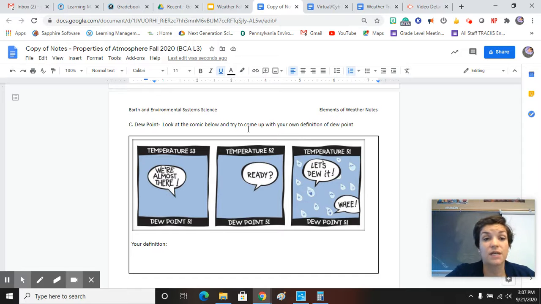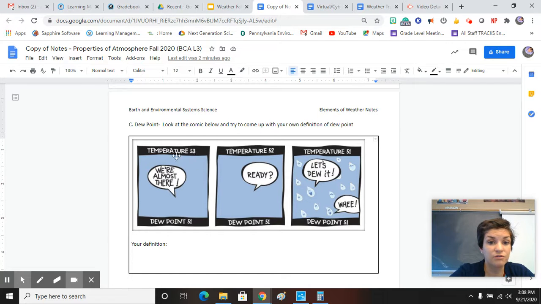Now, dew point is another way we can talk about humidity. Dew point we also talked about in our lab yesterday, where it's the temperature you have to cool the air to get a cloud. So look at the comment below and try to come up with your own definition of dew point. In the actual class, we will stop and take some time and you guys will come up with an example. But if you're watching this because you got kicked out of Google Meet or you were absent, that's fine.